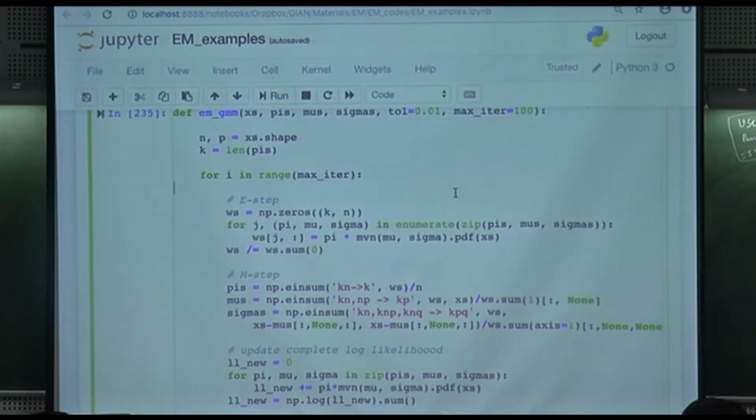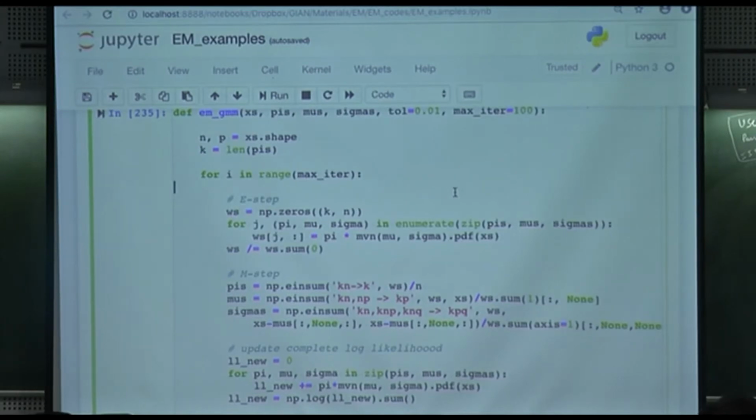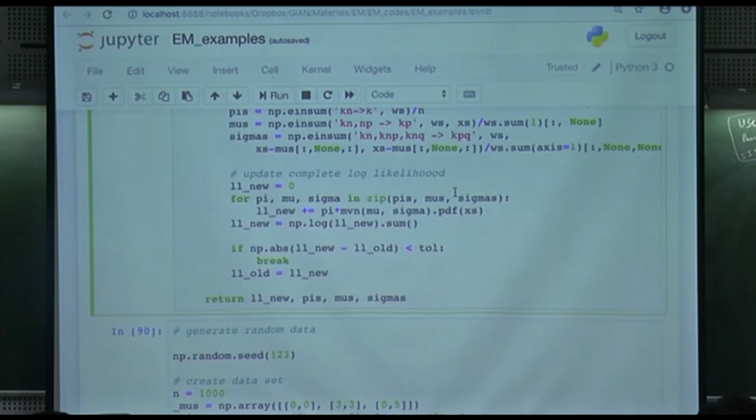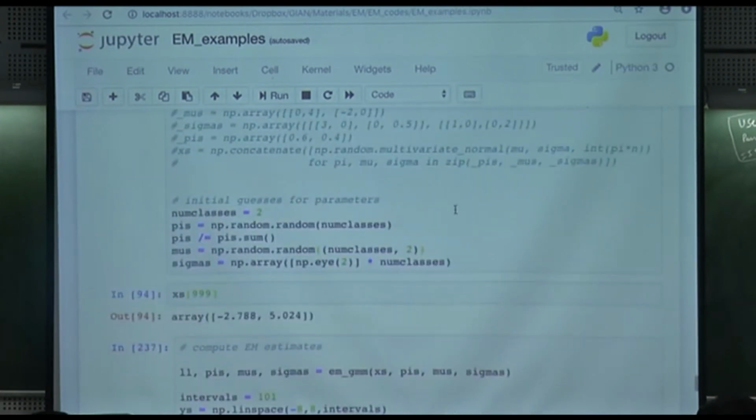Once you have computed all of this, you get the new log likelihood. If the absolute value of the difference between the new log likelihood and the old likelihood is less than the tolerance, you stop. Otherwise you set the old likelihood to be equal to the new likelihood and keep going, and when you break, you return the values of all of this. So that's what the story over here is.